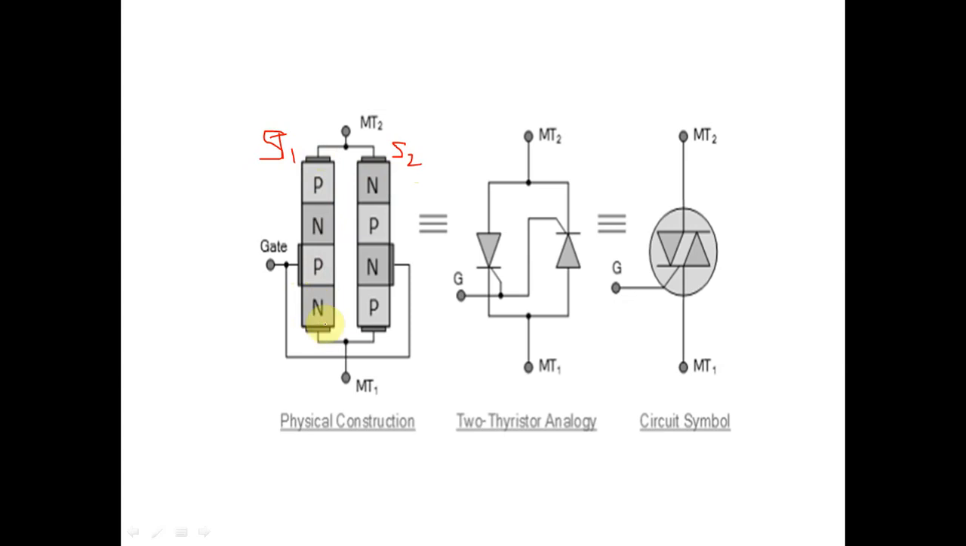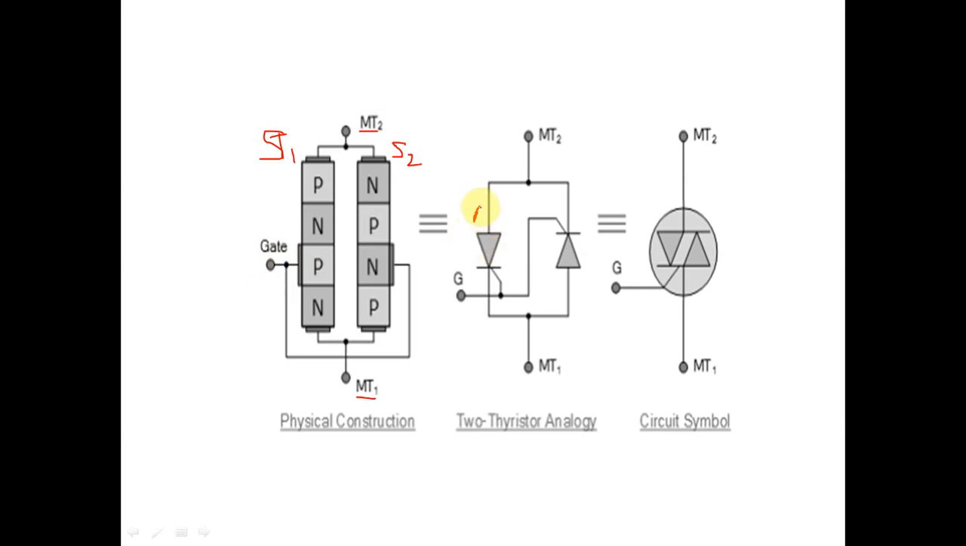SCR first has an N terminal. This one is the anode terminal and this one is the cathode terminal. The back-to-back connection means the cathode of S1 is connected to the anode of S2, and the cathode of S2 is connected to the anode of S1. These two connected terminals are called MT2, and these two connected terminals are called MT1. The common terminal between the two SCRs is known as the gate.